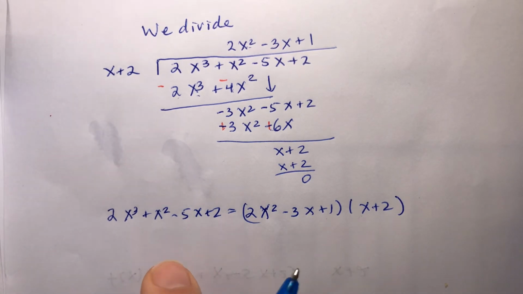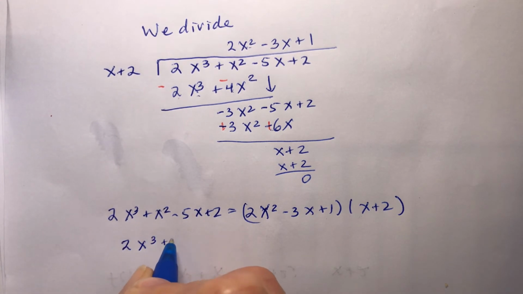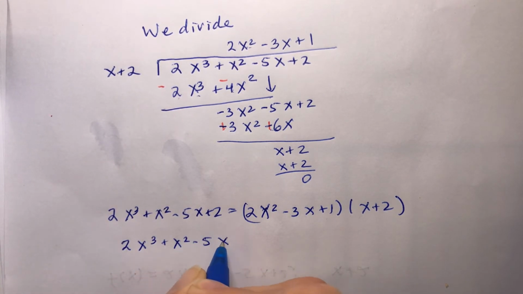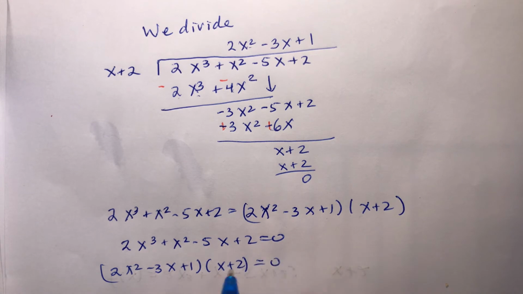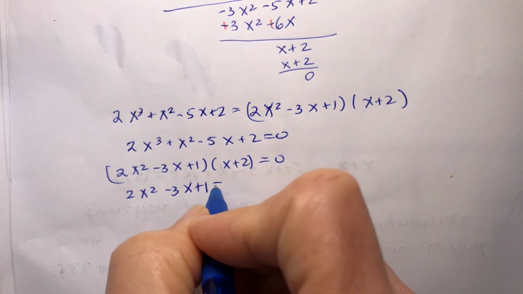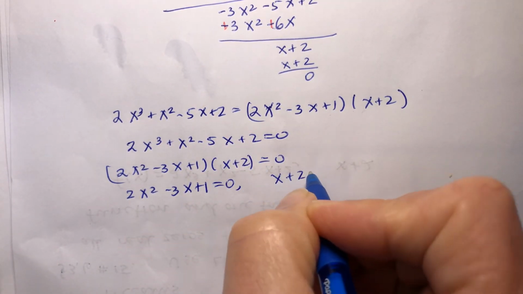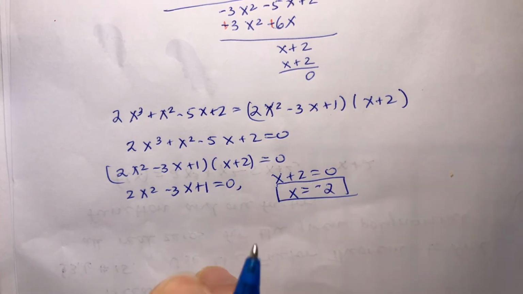What does it mean when we're finding the zeros? We're trying to take 2x cubed plus x squared minus 5x plus 2 and set it equal to 0. So we factor it as 2x squared minus 3x plus 1 times x plus 2, and set that equal to 0. That gives us 2x squared minus 3x plus 1 equals 0, and x plus 2 equals 0. Now x plus 2 equals 0 gives x equals negative 2. So that gives us one of the zeros.